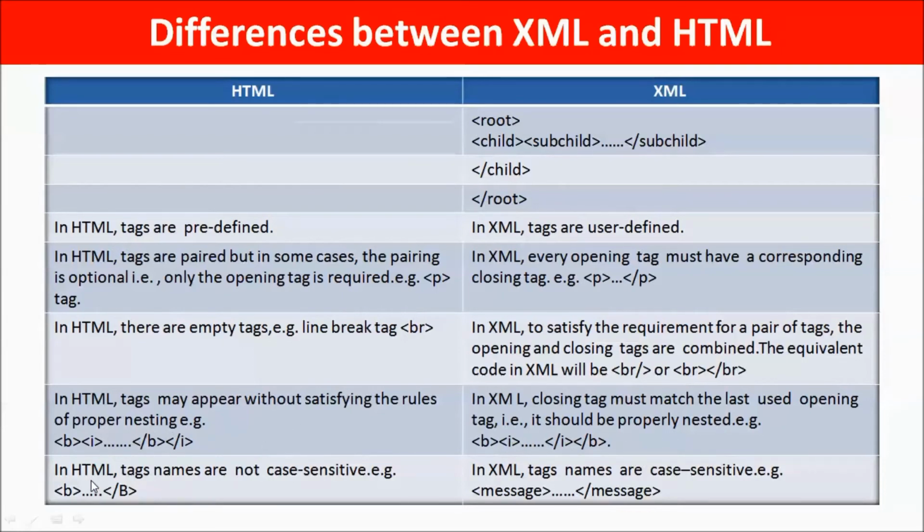Next point, in HTML, tag names are not case sensitive. For example, <b> opening and </b>, one lowercase, one uppercase. But in XML, tag names are case sensitive. For example, message is a tag, opening and closing, and these two are the same case, lowercase and lowercase. So here in HTML it is not case sensitive. That means in the opening tag it is lowercase and in the closing tag it is uppercase, and there is no difference. Both seem to be equal.